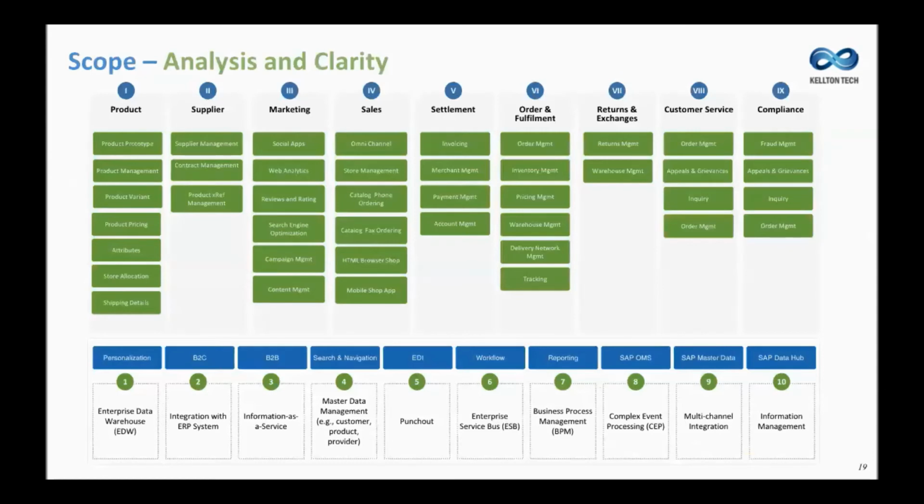So I was talking about our scope analysis. This is the domain which I think gives you very structured information in terms of how you can take this further. I have already spoken about this in my other slides, but overall it is laid out all the way from product development, supplier network management, to marketing, to sales and settlement, order fulfillment, return and exchange, customer service, compliance.